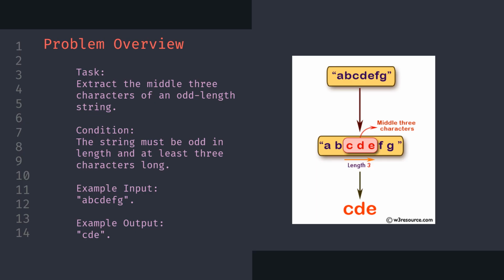The task is to extract the middle three characters from a string. This only works if the string has an odd length and is at least 3 characters long. For instance, from A, B, C, D, E, F, G, we should get C, D, E. Let's see how to achieve this.